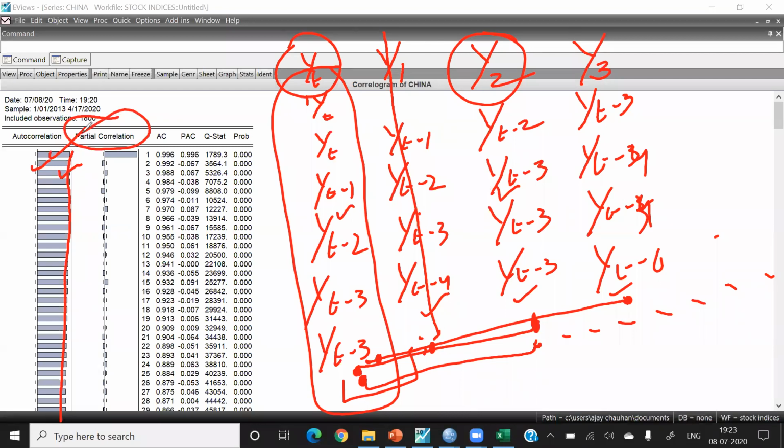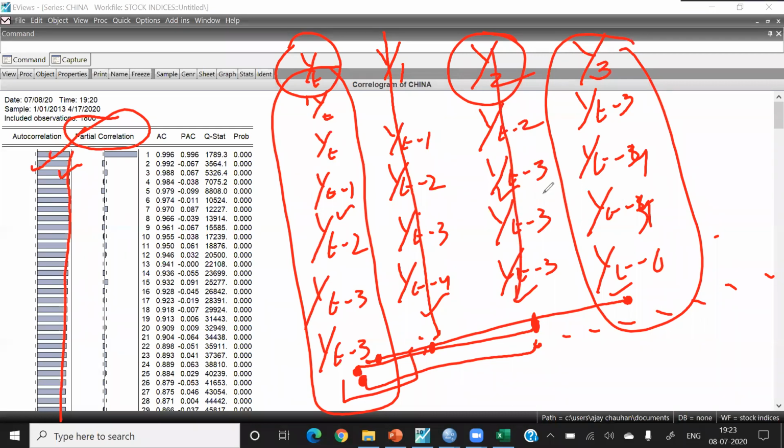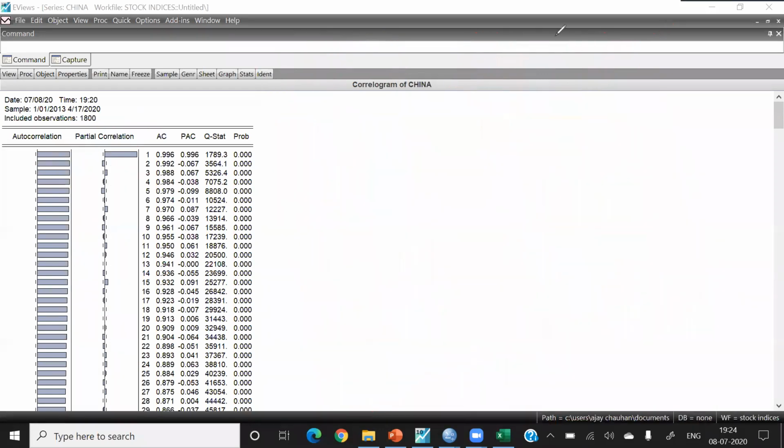Similarly, if I want to find out the correlation between Yt and Y3, I have to control the two lags in between. The correlation between Yt and Y3 is found only after controlling the intermediary lags. So this controlling part you can see here, right? So after controlling, you can see that all correlations are insignificant. Only the correlation at lag 1 is found to be significant, right?